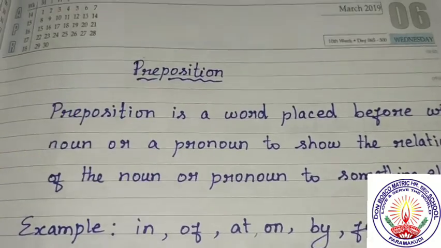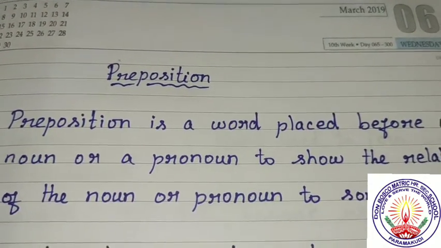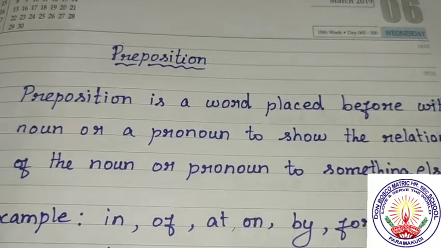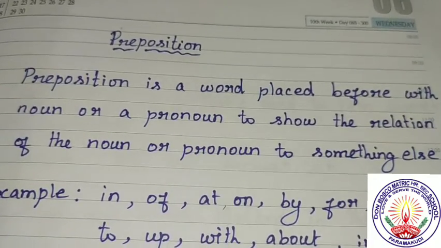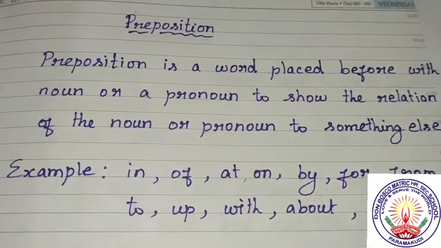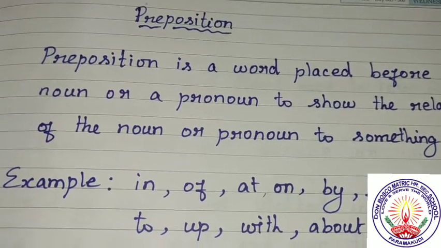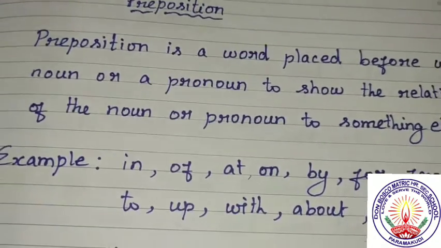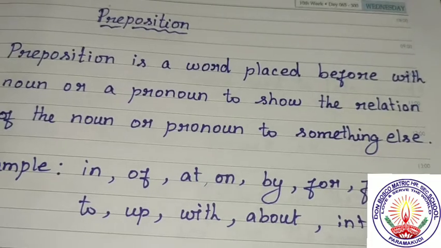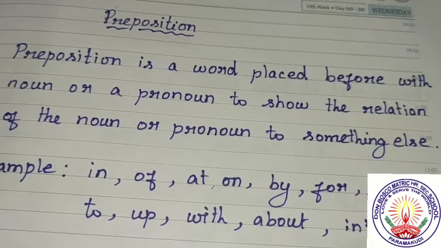Okay. So then, preposition. Another part is preposition. What is a preposition? A preposition is a word placed before a noun or pronoun to show the relation of the noun or pronoun to something else. Preposition shows the relationship of the noun or pronoun, because it is placed before the noun. It comes with the noun and also shows the relationship of a noun or pronoun with other words in the sentence.